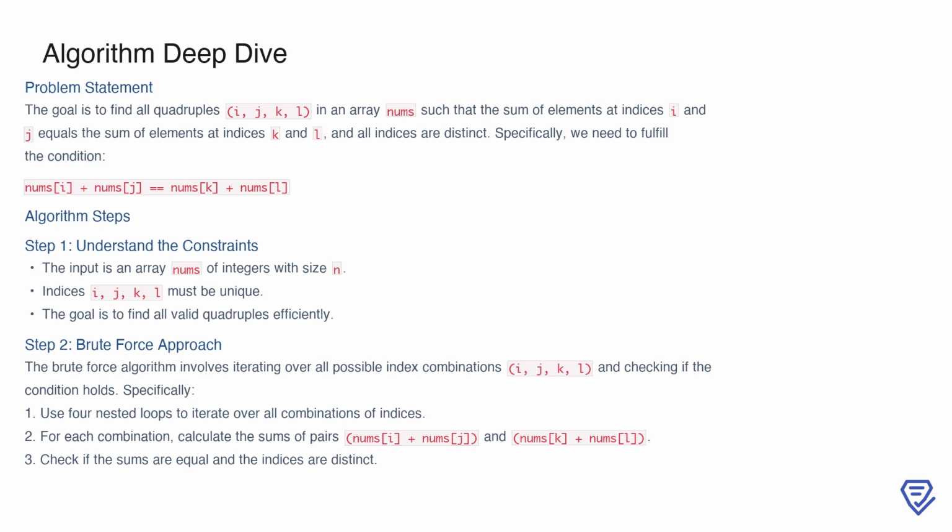Now, to approach this, we first need to understand the constraints. The input is an array of integers, and we need to ensure all indices i, j, k, l are unique. The challenge is to solve this efficiently. A straightforward way to tackle this is by using a brute force approach. This involves iterating over all possible combinations of indices using 4 nested loops. For every combination, we compute the sum of the pairs and check if they match. If they do, and the indices are distinct, we record the quadruple. However, this brute force method has a time complexity of O(n to the power of 4), which becomes impractical for larger arrays. Let's look at how we can improve this approach.